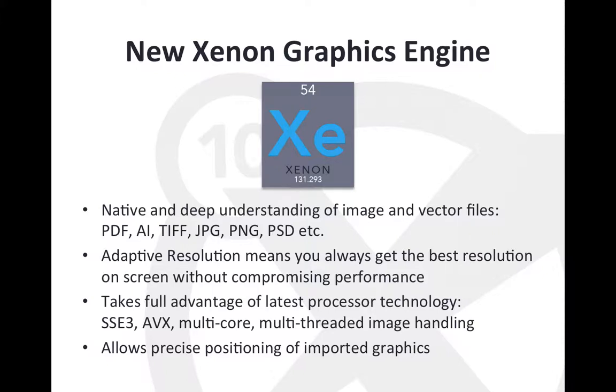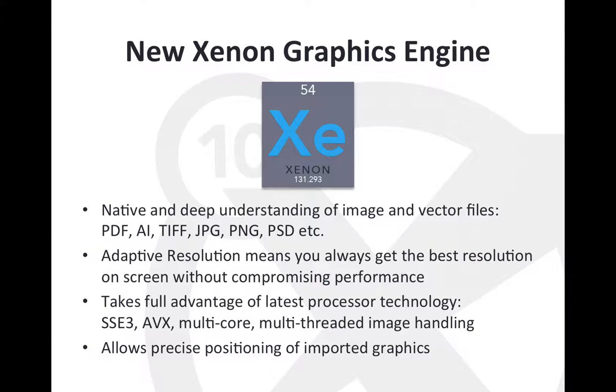And what we've done with Xenon, firstly, is develop a native and very deep understanding of images and vector file formats. So our graphics object model can understand PDFs, Illustrator files, TIFFs, JPEGs, PNGs, Photoshop files. We've implemented something called adaptive resolution, which means you always get the best resolution on screen without having to compromise performance. And in order to do that, we've taken advantage of the very latest processor technology.